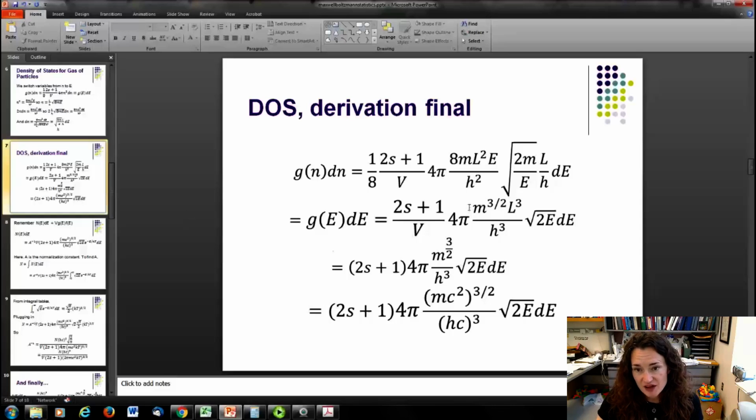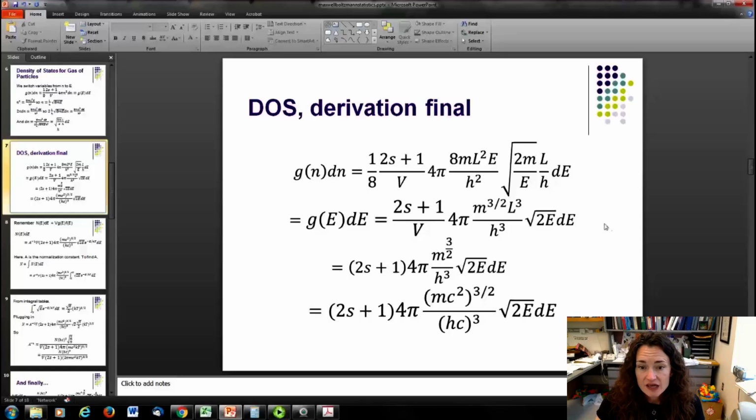Okay, now simplifying that expression a little bit, my 8's cancel, some of my other things simplify, and I get (2s+1)/V, 4 pi, and then here I have an m outside my square root and then a square root of m. That combines to give me m to the 3/2. And then here I have an L squared and an L. That combines to give L cubed. Here I have an h squared and an h. That combines to give me h cubed here on the denominator. And then here I have E over the square root of E, and that gives me here root 2E. The root 2 comes from just from there, right there. Okay, so there's my expression for g(E).